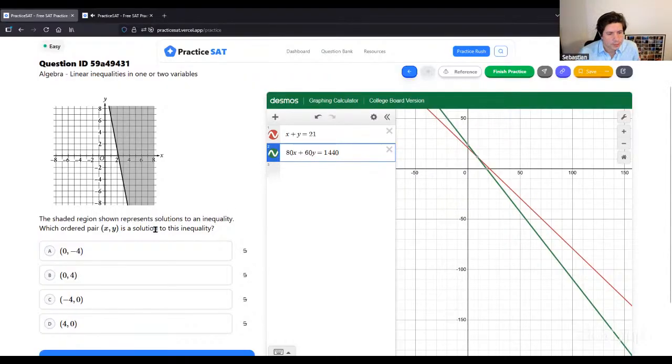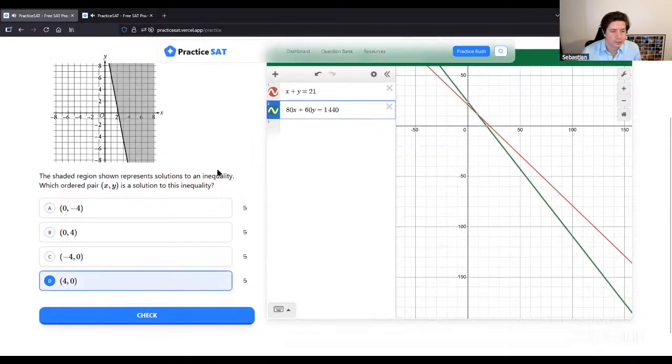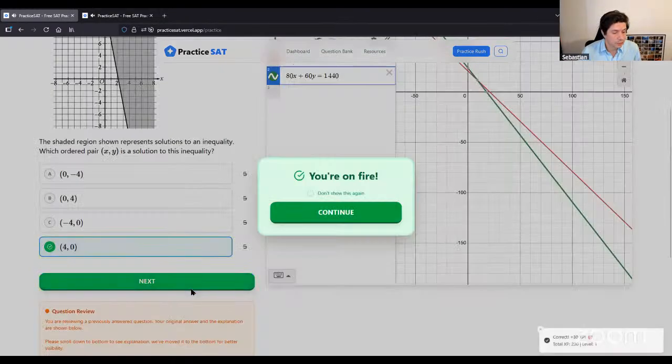So it's basically just anything that's in the shaded region or on this line. So let's check 0, -4. That would just be down here. That doesn't work. 0, 4 doesn't work. -4, 0 doesn't work. 4, 0 works. Okay, so it's just checking the graph.